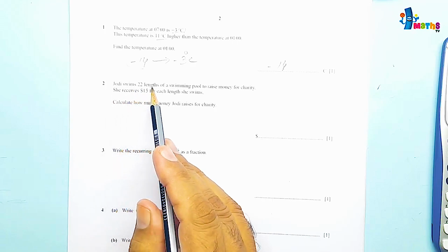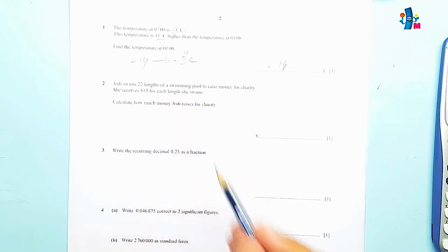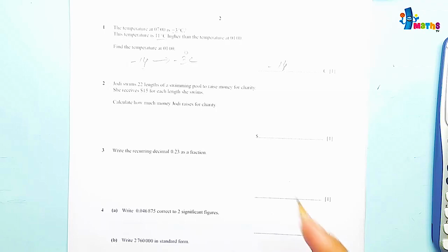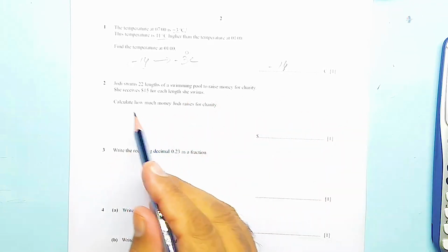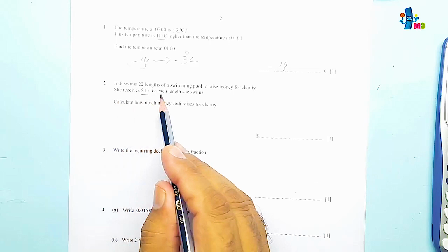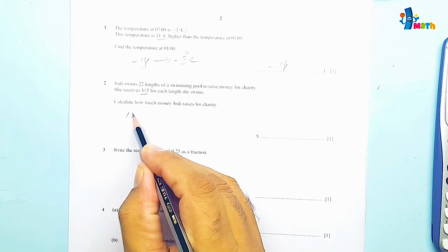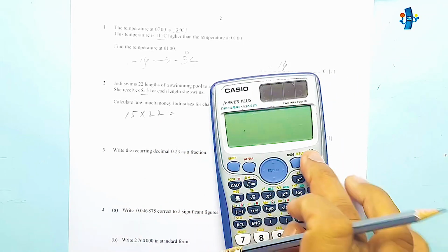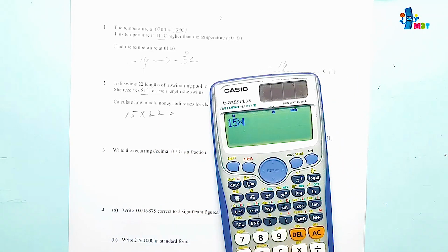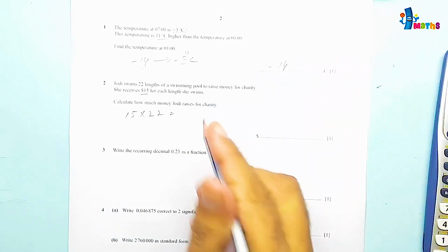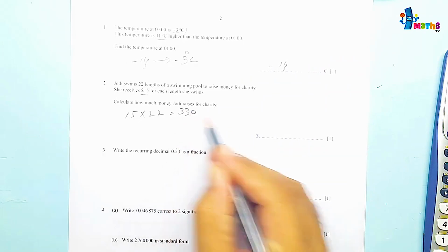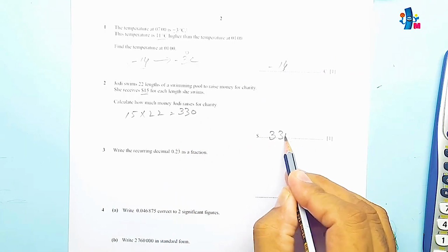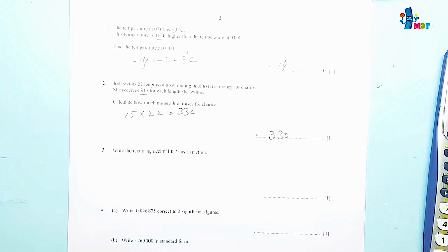Jody swims 22 lengths of a swimming pool to raise money for charity. She receives $15 for each. So 15 multiplied by 22 will be equal to 330. So $330 she raised.